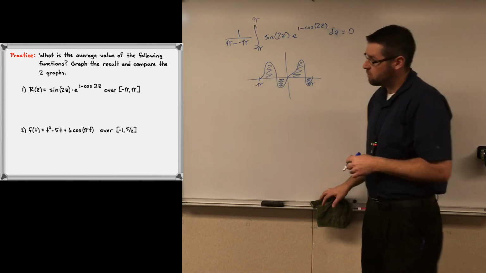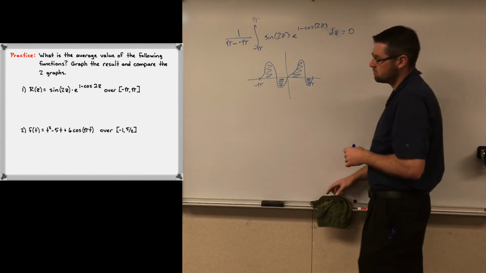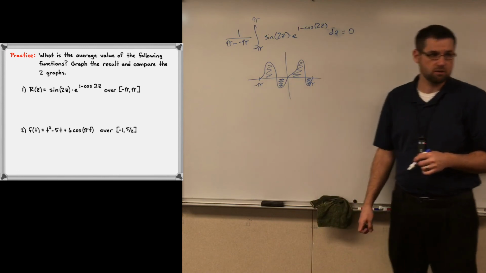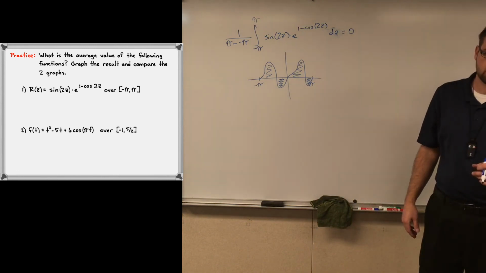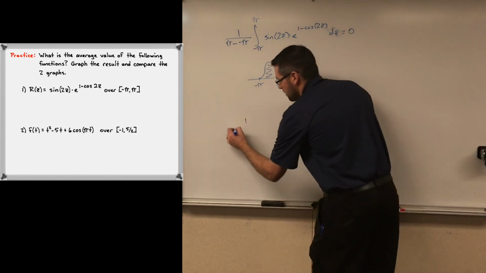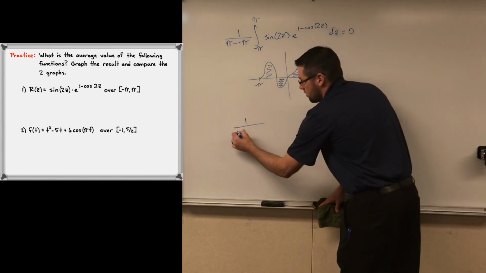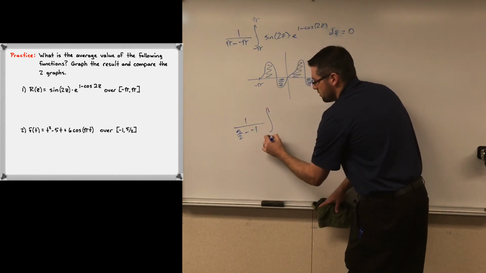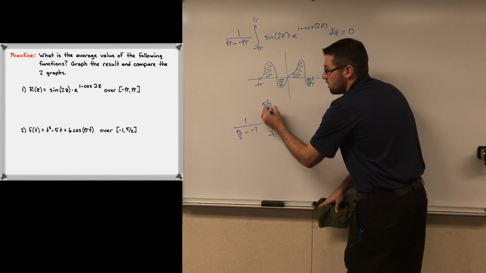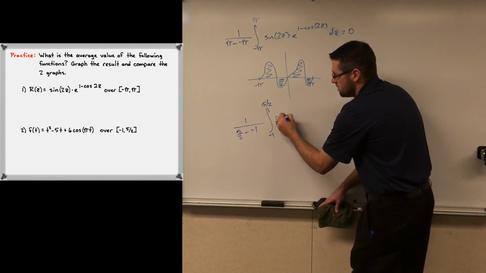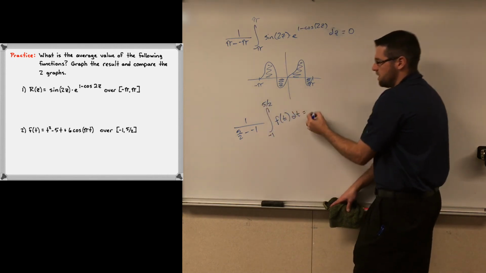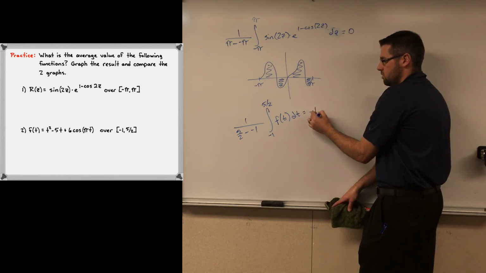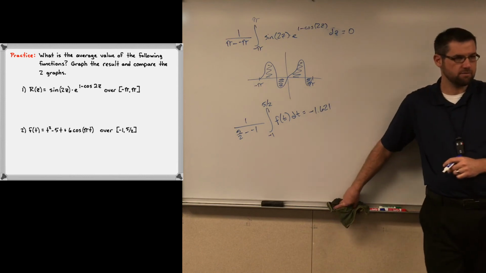Okay. What did you guys get for the second one? Negative what? Negative 1.6209. What's the equation? It's 1 over 5 halves minus negative 1, the integral from negative 1 to 5 halves, and I'm just going to call it f of t dt. And what did you get? Negative what? 1.6209. Are we okay with that now?